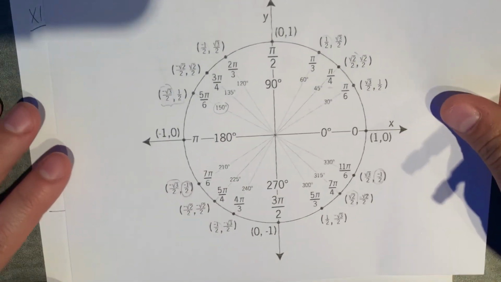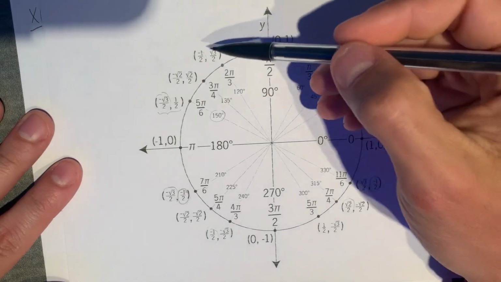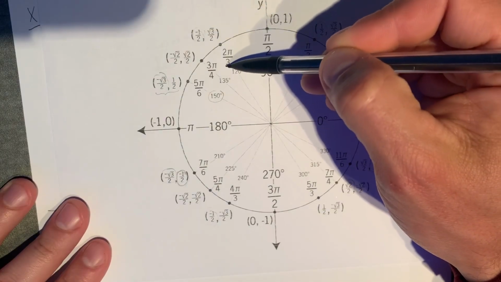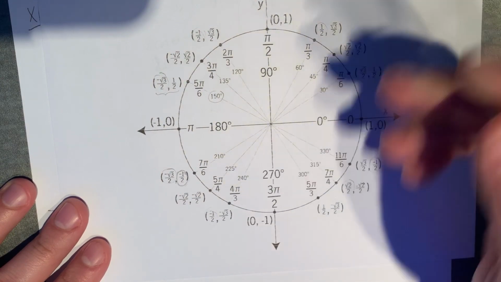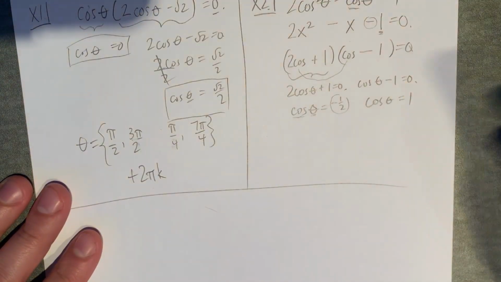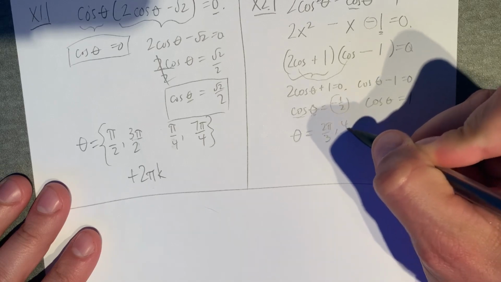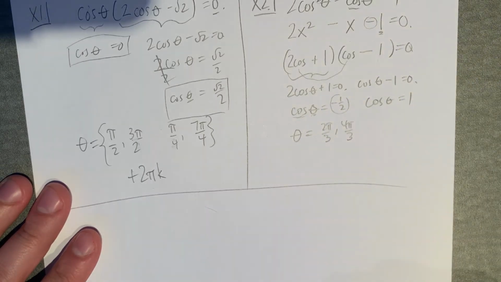So I can look at my unit circle and say, all right, the x value is negative 1/2, and it looks like I have one here at 2 pi over 3. And if I flip down for that x value of negative 1/2, it looks like 4 pi over 3. So for my first factor, my solutions are going to be 2 pi over 3 and 4 pi over 3.